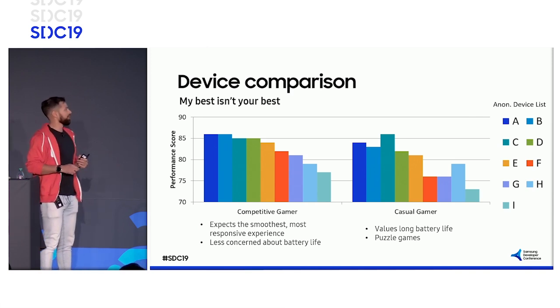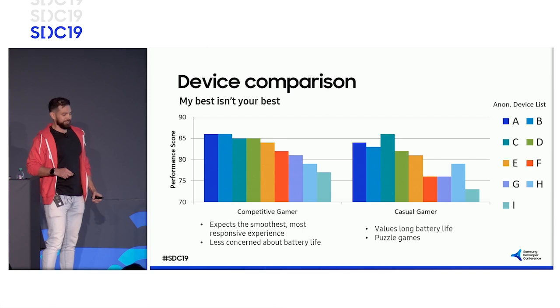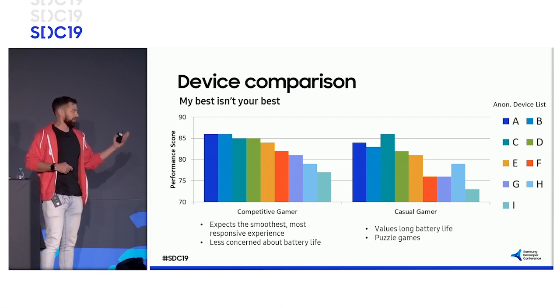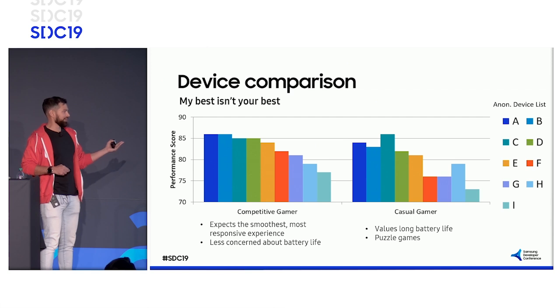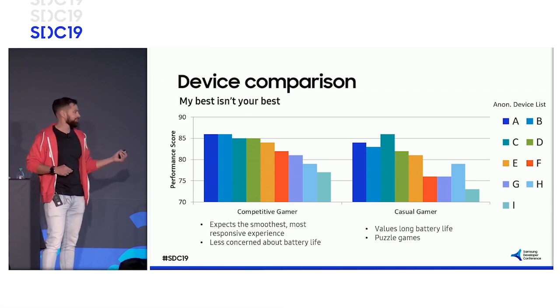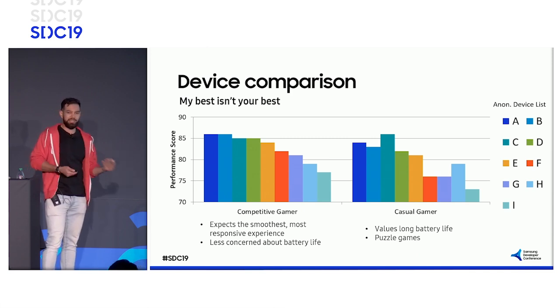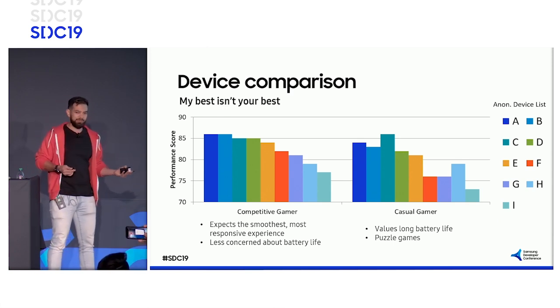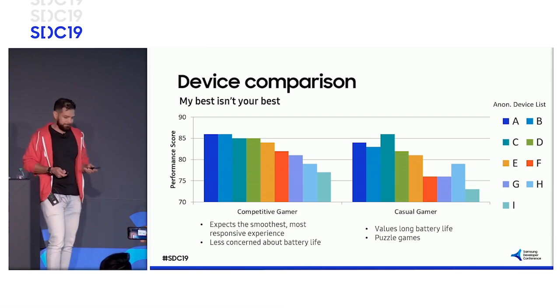So you can see here a set of devices. These are flagships from the past 2 years, and it shows the overall performance score. We measured them under two sets of criteria, a competitive gaming criteria and a casual gaming criteria. I've given some loose descriptors about how we characterized each of them. A competitive gamer expects a smooth, responsive experience with lesser concerns about battery life. Whereas a casual gamer maybe cares more about their battery, but they're playing simple games where you don't really need to have as smooth a game or as good-looking a game as possible.